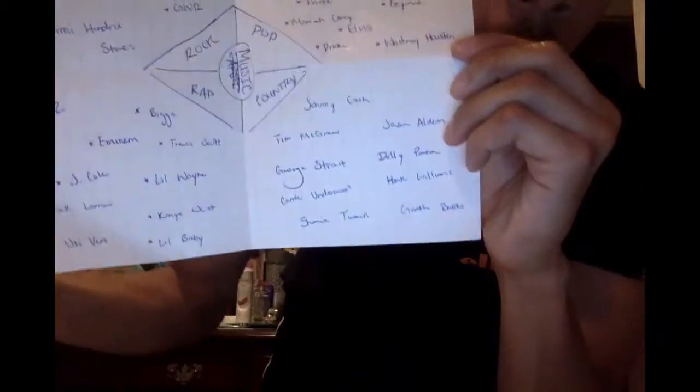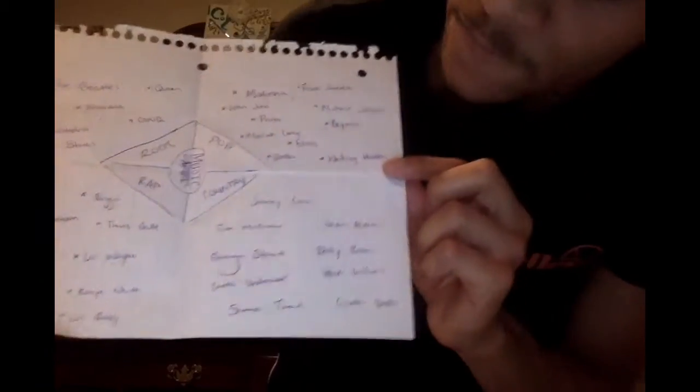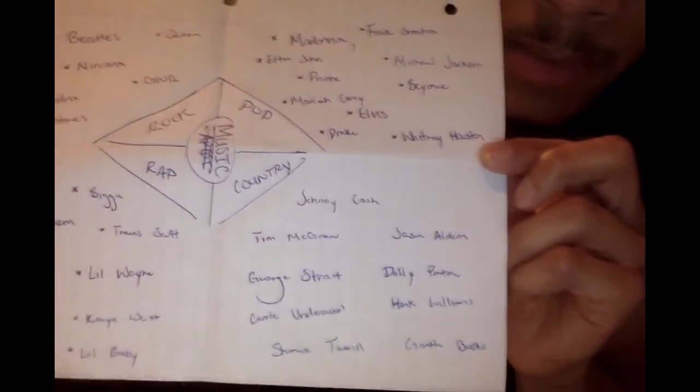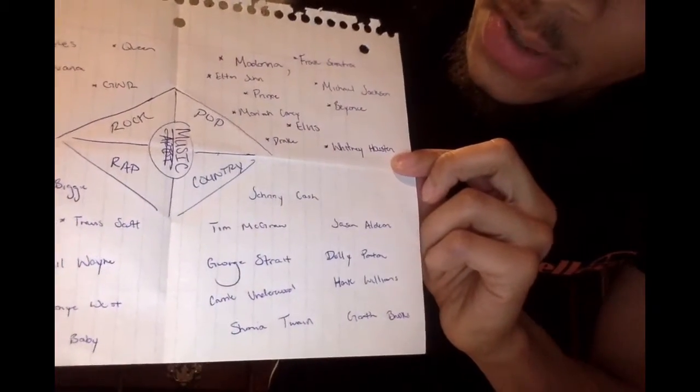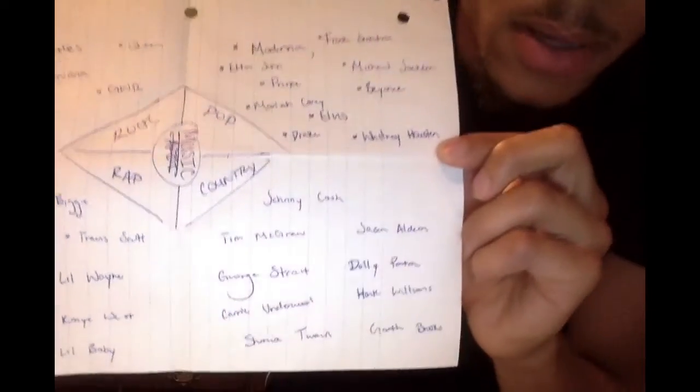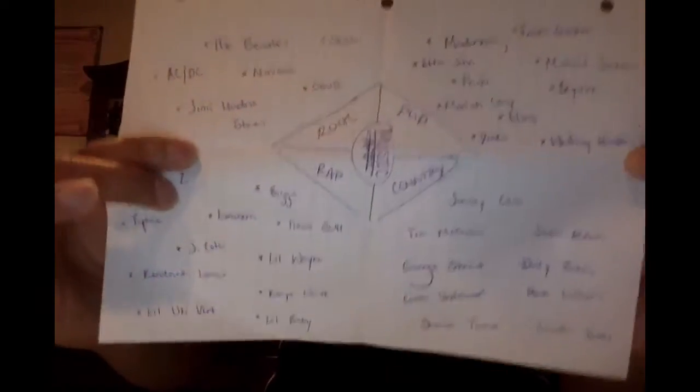Tongue twisted. And then we have at the bottom, country, one of my favorite genres. We got Johnny Cash, Tim McGraw, George Strait, Carrie Underwood, Dolly Parton, Hank Williams, and then, like I said, you get most of it.